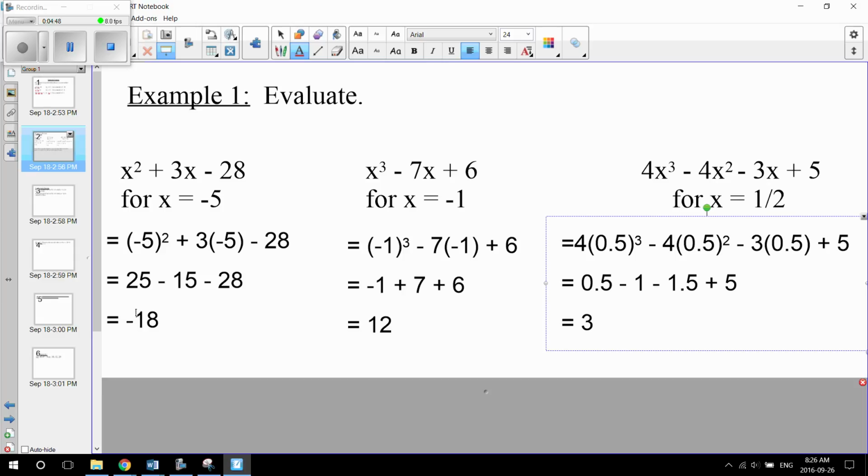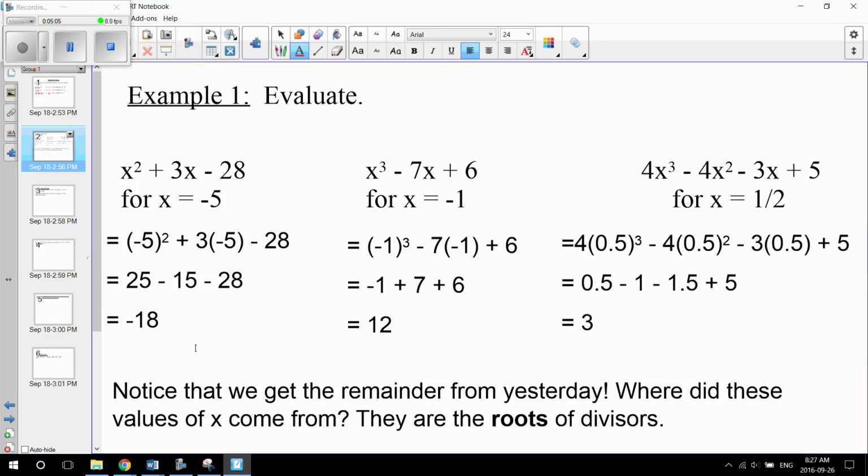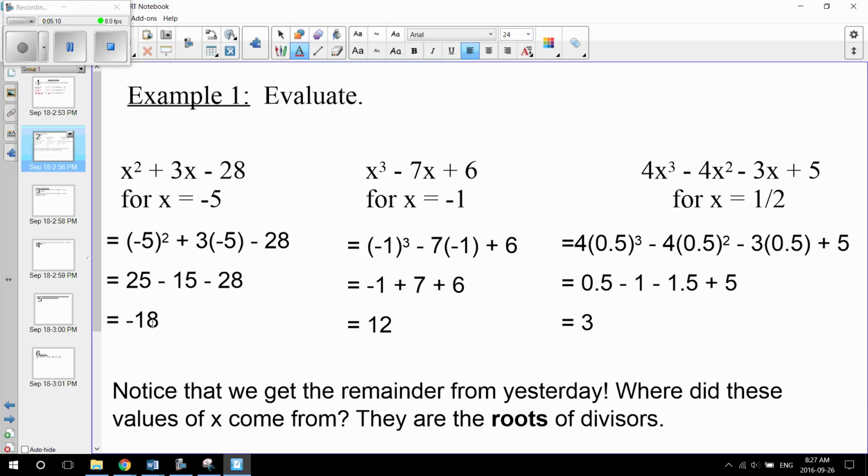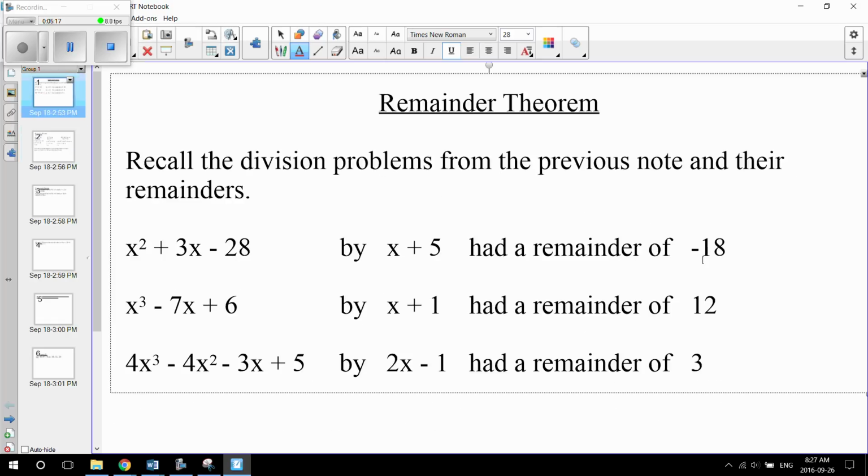What do you notice about these 3 numbers, negative 18, 12, and 3? I'm hoping that you've noticed that we have gotten the remainders from yesterday. These three numbers, negative 18, 12, and 3, were exactly the three remainders that we had gotten when we did our division yesterday.